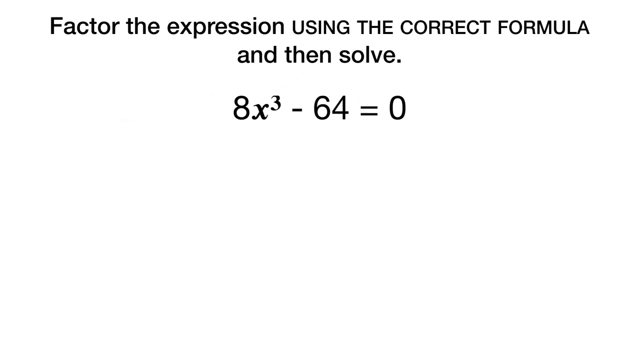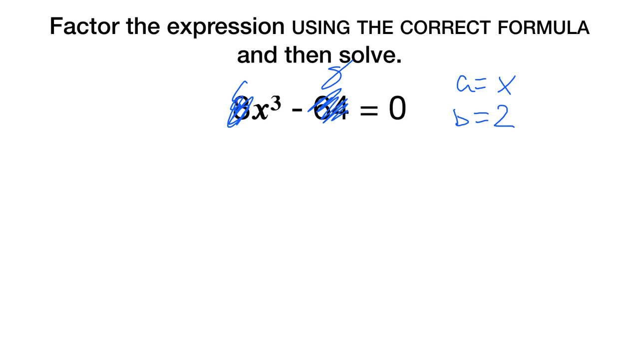So here's our first example. Factor the expression using the correct formula, then solve. First thing I look for is common factors. In this case, I have a common factor of 8. So this just becomes x cubed, and 64 becomes 8. The cube root of x cubed is just x. The cube root of 8 is 2. So at that point, x and 2, let's start writing.